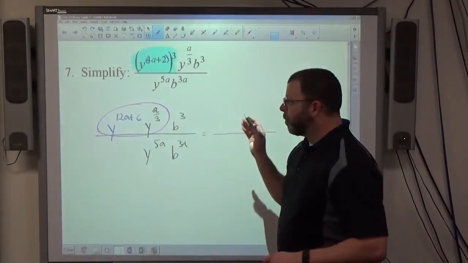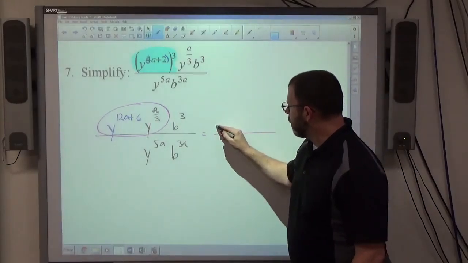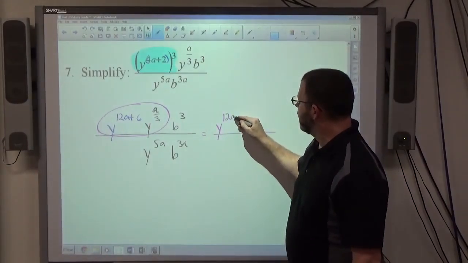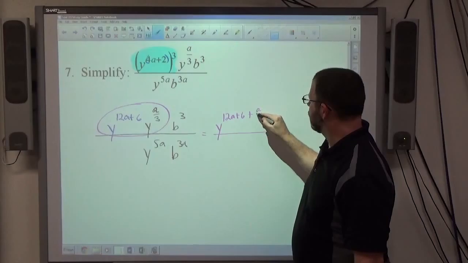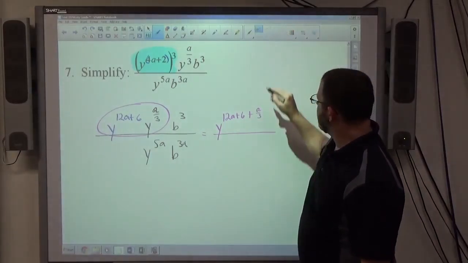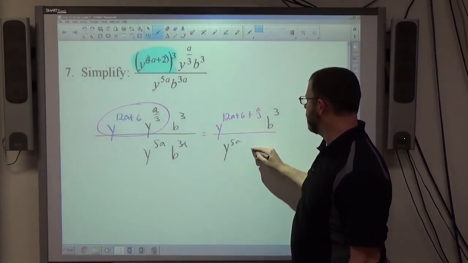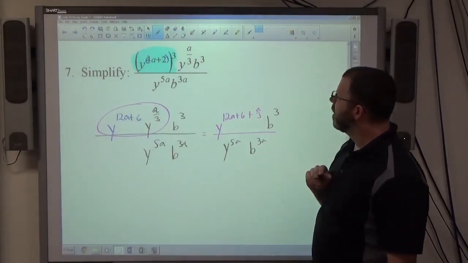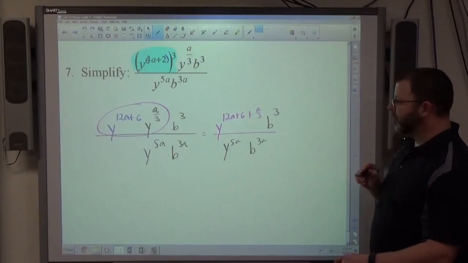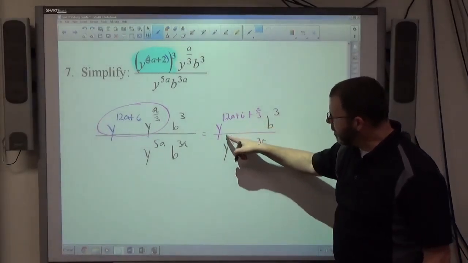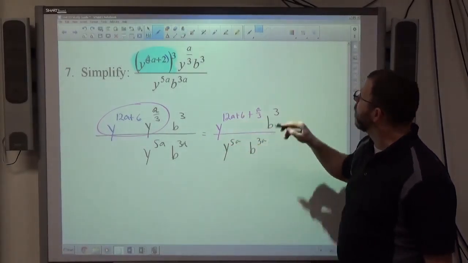So in purple, I'm going to add the powers. So I'm supposed to do 12a plus 6 and add to that a over 3. And then I have b to the third power staying the same, y to the 5a staying the same, and b to the 3a staying the same. And then the final step is to divide powers by taking the top minus the bottom power for each thing.